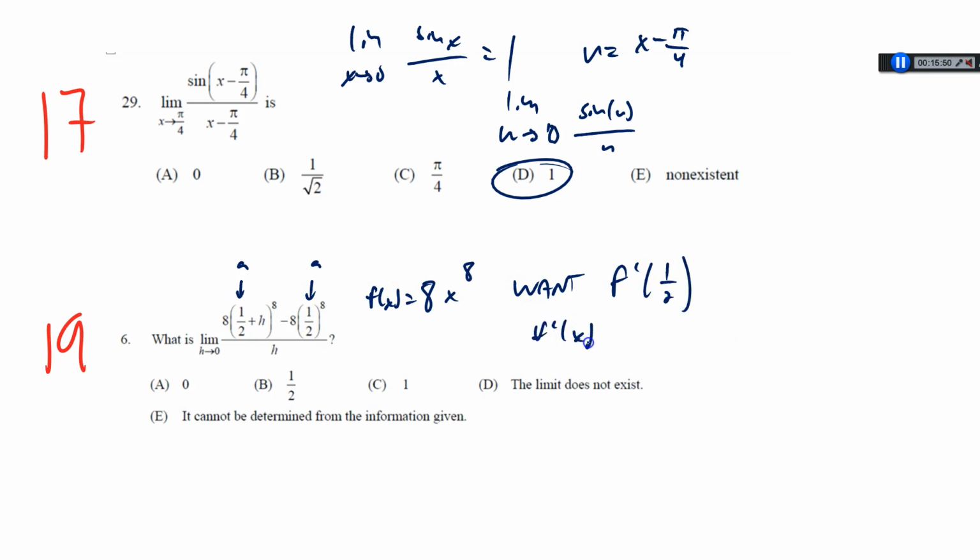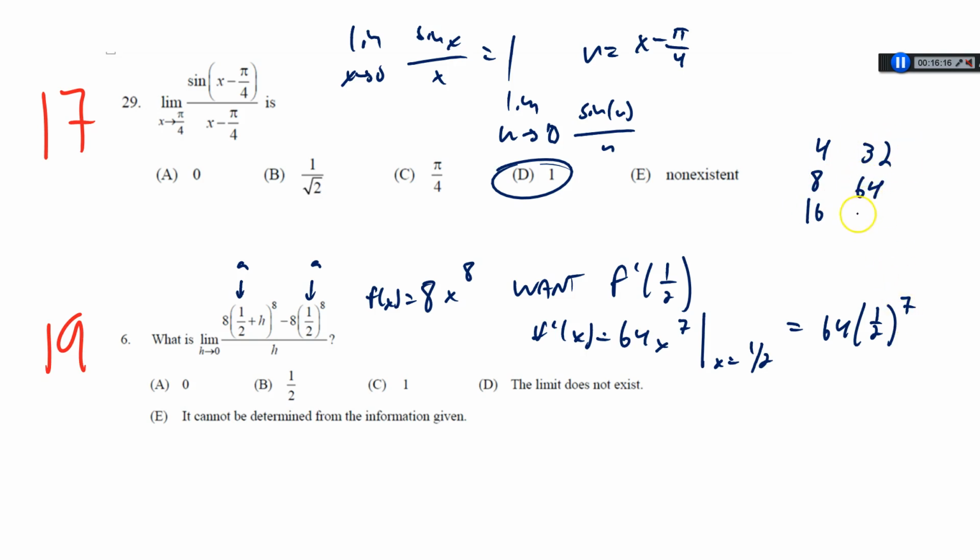So let's do that. f prime of x. Now we're just going to use the trick. Don't try to evaluate this limit. 8th power, yuck, that's going to be gross. It would take forever. So that'd be 64x to the 7th. We're going to evaluate that at x equals 1/2, which is 64 times 1/2 to the 7th. 2 to the 7th: 2 squared is 4, cubed is 8, to the 4th is 16, to the 5th is 32, to the 6th is 64, to the 7th is 128. So this is 64 over 128, which is 1/2.